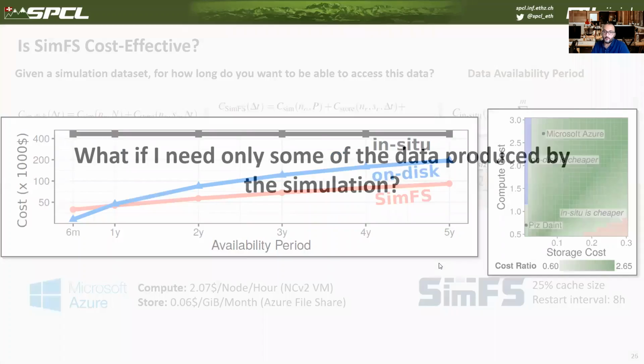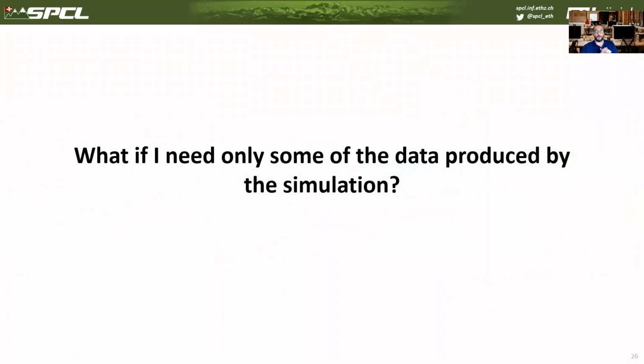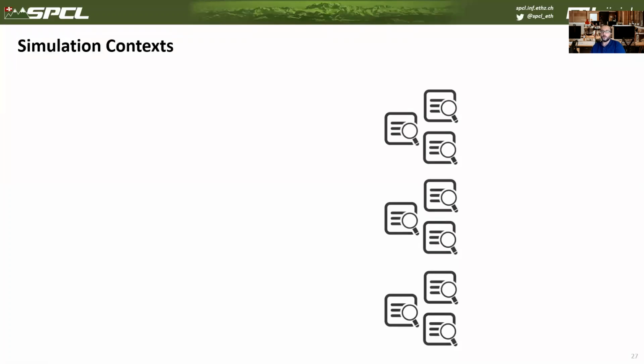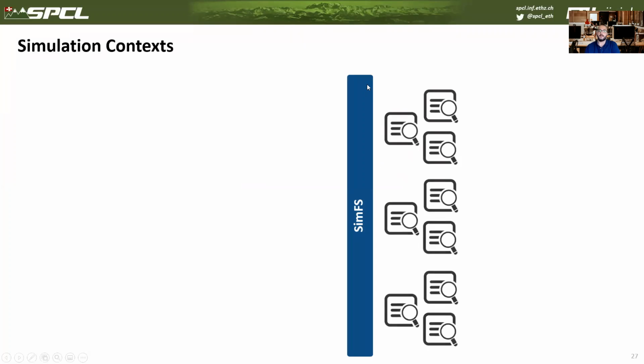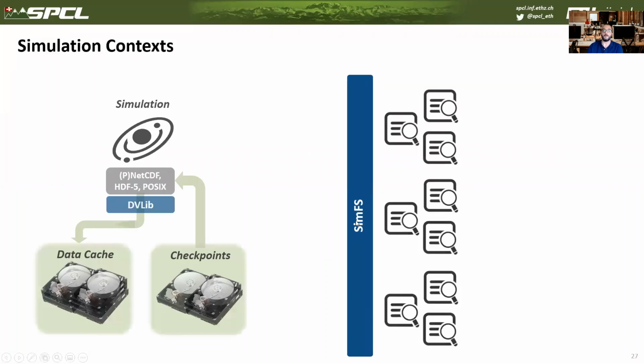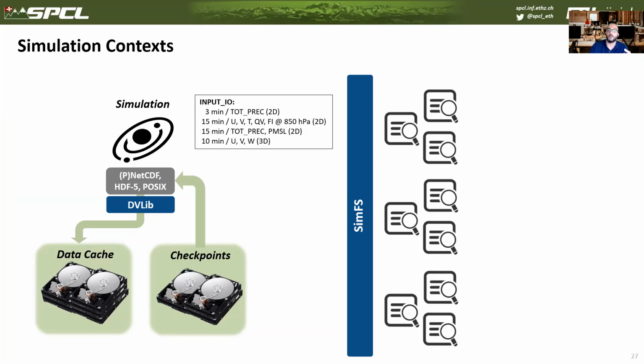Okay, so the last question I want to answer is, what if I need only some of the data produced by the simulation? So let me elaborate a bit more on this. The scenario we put ourselves in until now is the following. We have a set of analysis tools here, and they are interfaced to SimFS. And on the other side, there is the simulation that can be rerun if needed, right? Now, this simulation has to be configured with some configuration files that will tell the simulator what output this simulation will produce. For example, these fields every 3 minutes, these other fields every 50 minutes, and so on.